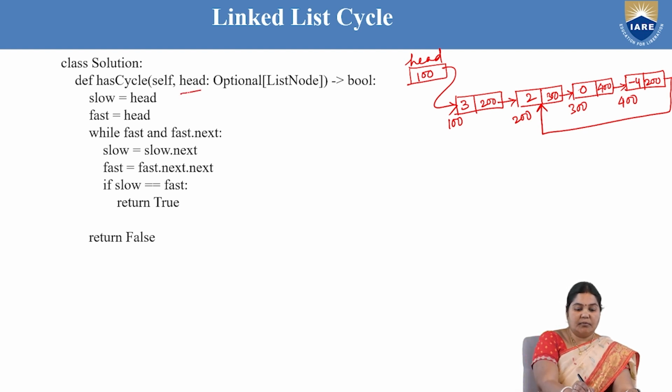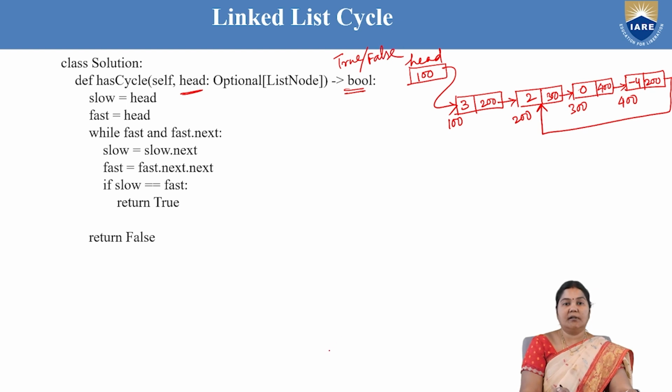Right. So head is given to you. Head is passed as a parameter. What is the value of it? It is 100. What you have to return? The return type is true or false. Okay, it's a boolean value. If there is a cycle, it will return true. If there is no cycle, it will return false.